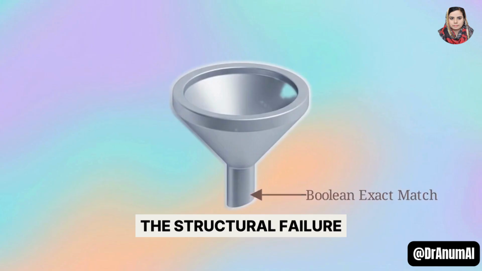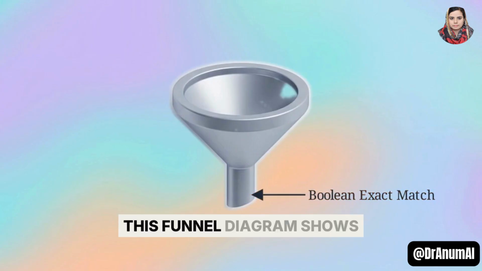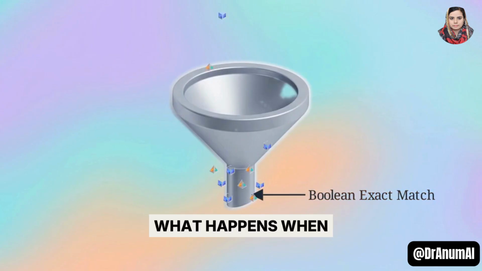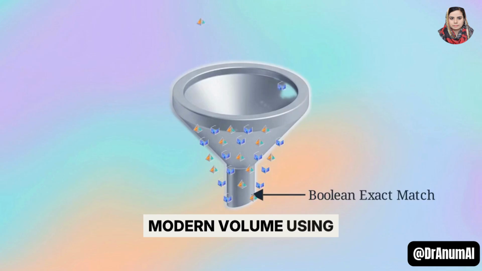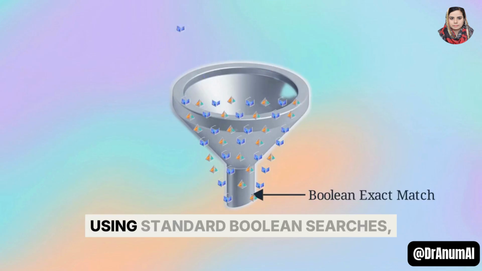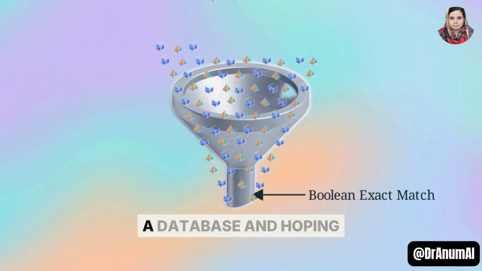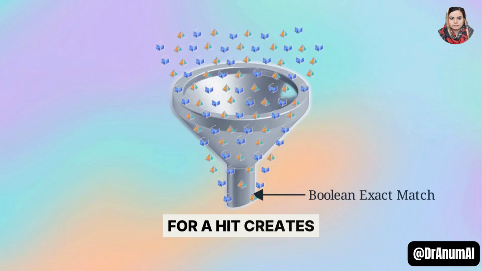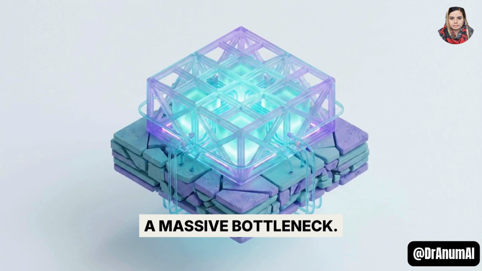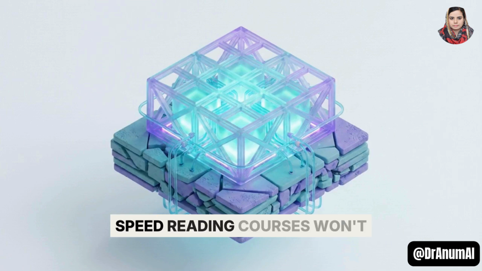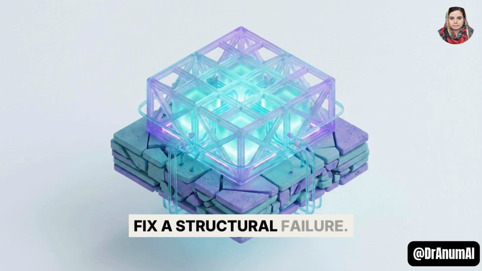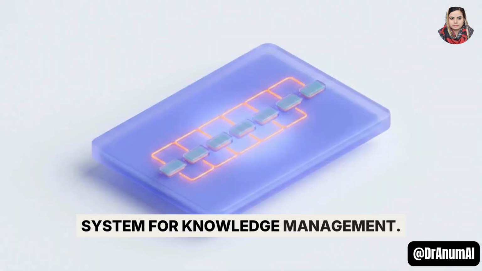The structural failure of traditional search. This funnel diagram shows what happens when we try to process modern volume using traditional methods. Using standard Boolean searches, typing exact phrases into a database and hoping for a hit creates a massive bottleneck. The system jams. Speed reading courses won't fix a structural failure. You need an updated operating system for knowledge management.